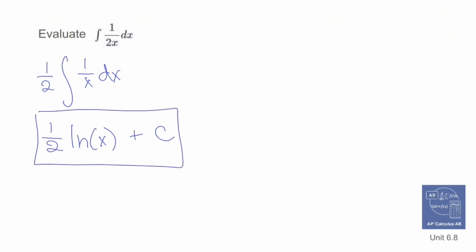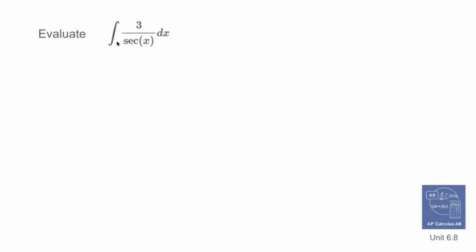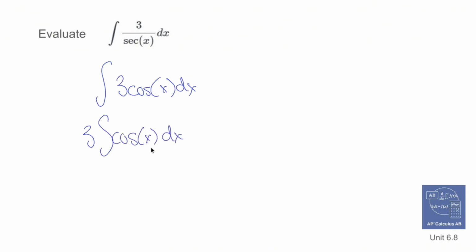Fun stuff. Evaluate this indefinite integral 3 over secant x dx. Well, I don't like the way that looks. I don't like secant just hanging out there. Let's bring it up there and call it cosine, like that. While we're at it, let's rip out that 3 because we can. As you do more of these, you'll realize that stuff like that's not necessary. Maybe you can skip that step. But now I have the integral of cosine.